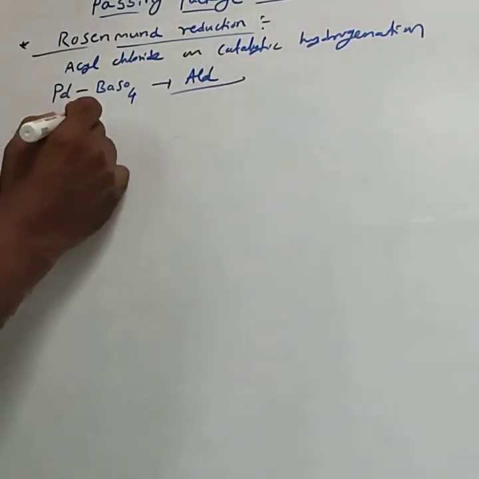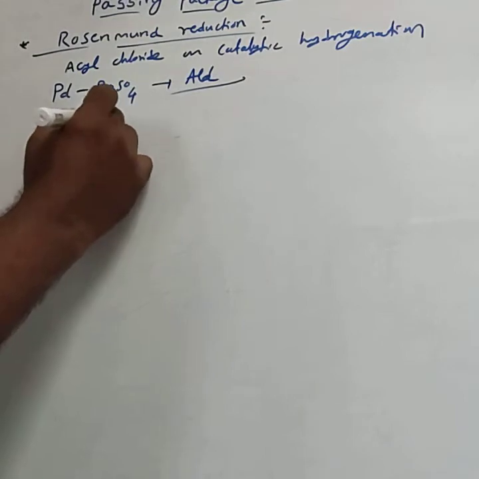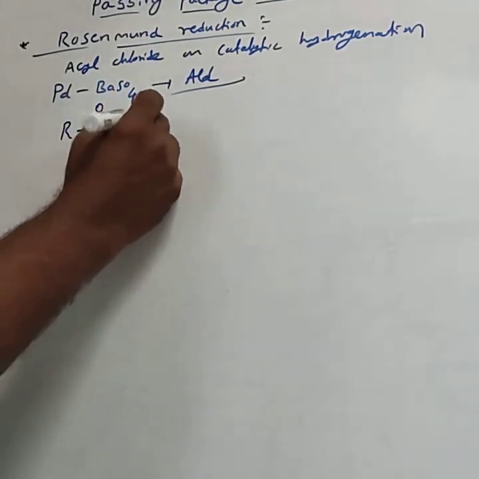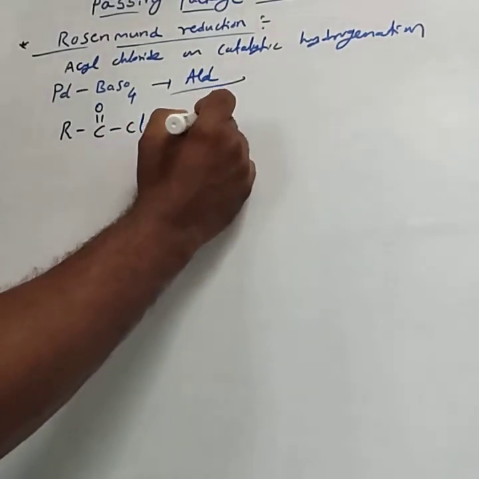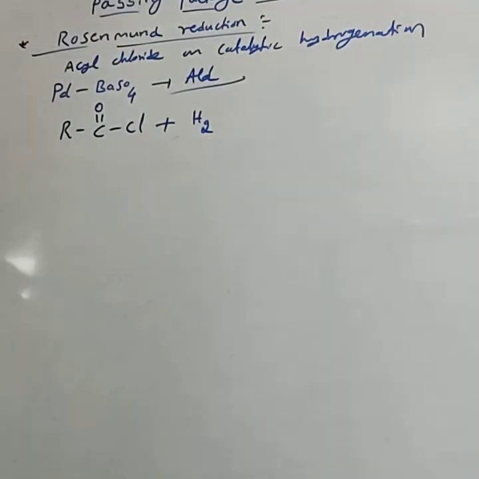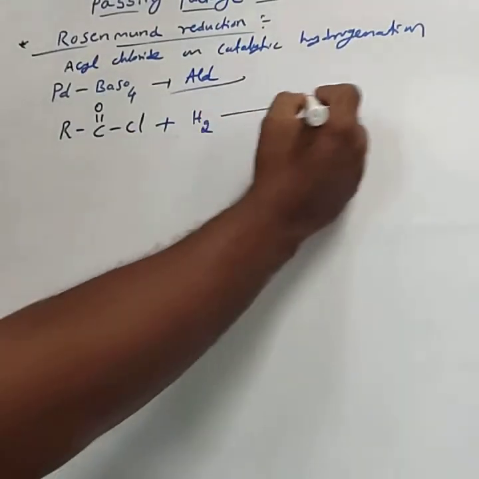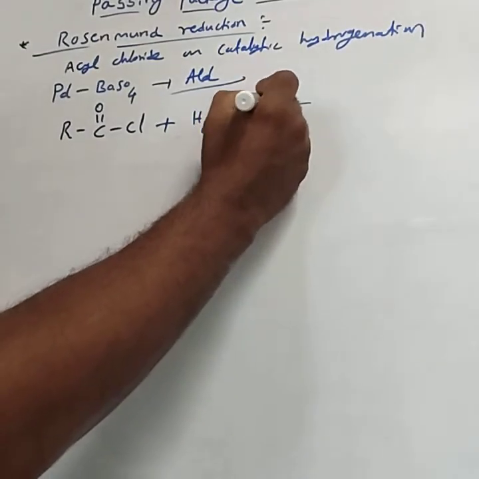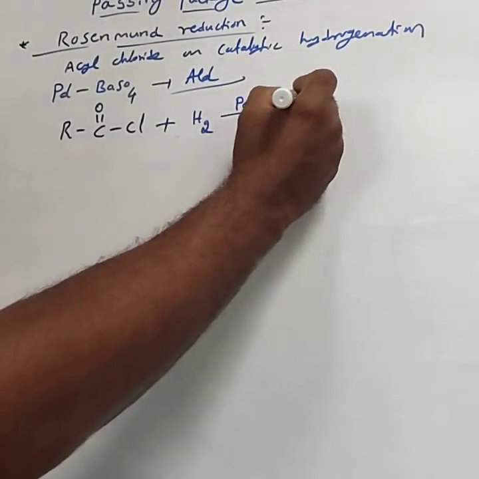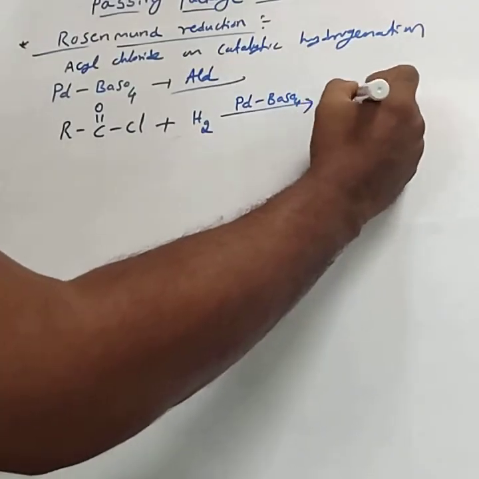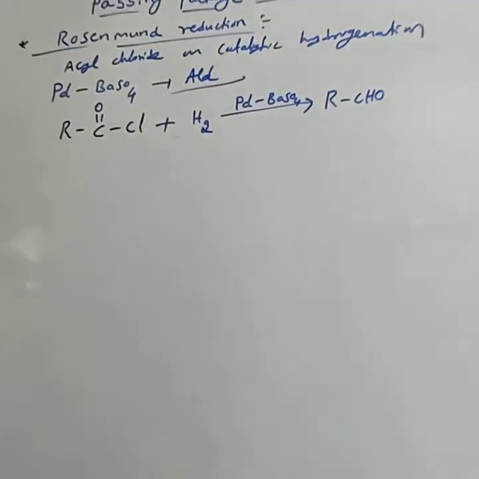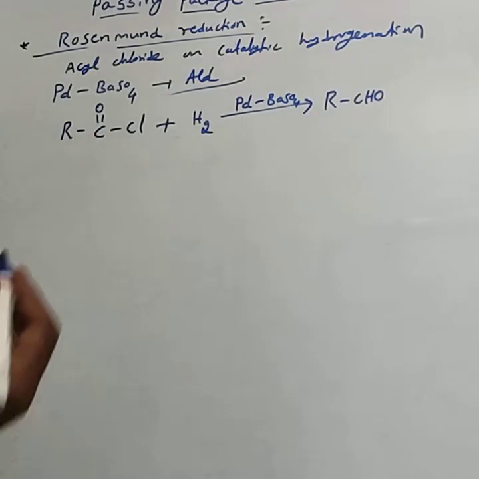You first write the general equation. This is the acid chloride RCOCl. On hydrogenation, you have to pass H2 gas in the presence of palladium supported by barium sulfate. The product formed is aldehyde RCHO. This reaction is called Rosenmund reduction.